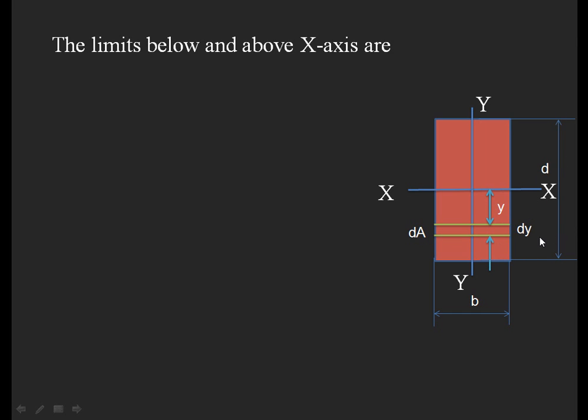So below the axis, half of d will be there, so minus d by 2. This one is also half distance, which will again be d by 2, that is positive d by 2 above the x-axis. So the limits can be taken as minus d by 2 below the axis, to positive d by 2 above the x-axis. Okay, these are the limits we can consider for finding the moment of inertia of the whole body. Okay, those limits we apply to the equation.